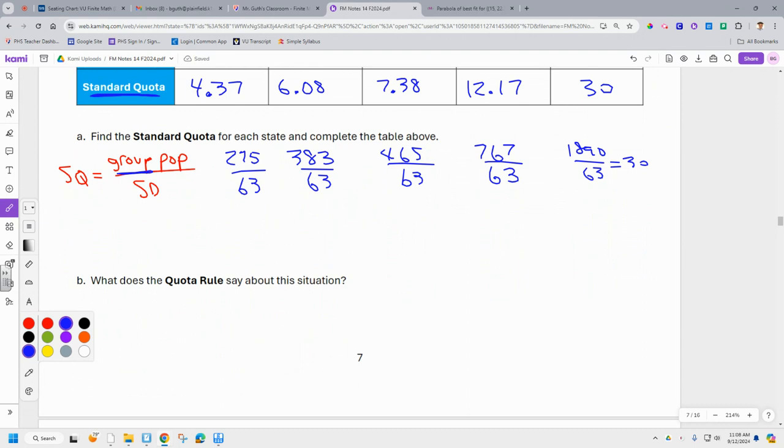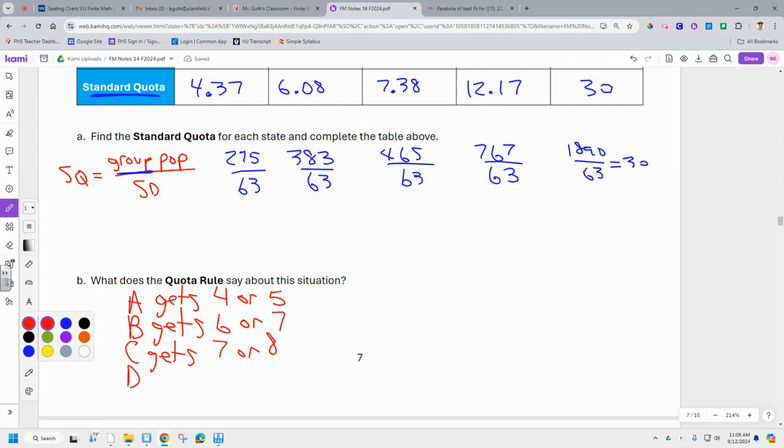And this part B says, what does the quota rule say about this situation? Well, it says A gets 4 if we round down or 5 if we round up. B either gets 6 if we round down or 7 if we round up. C gets 7 or 8. D gets 12 or 13. That's what the quota rule says. Nothing else would make sense. Anything else would be a violation of the quota rule.